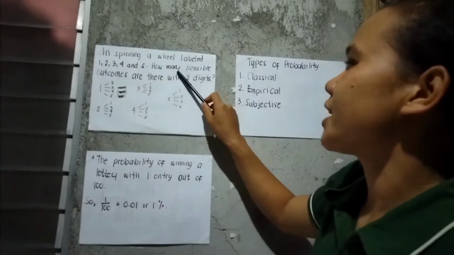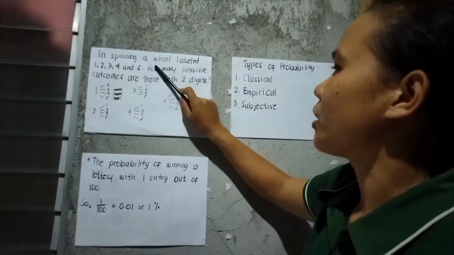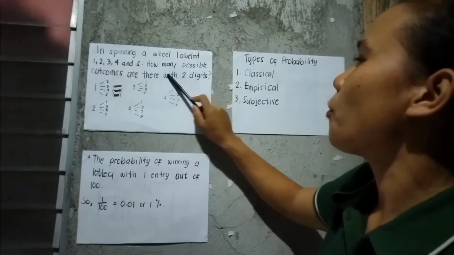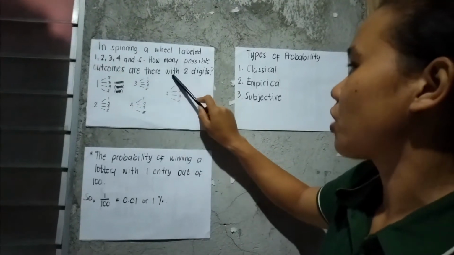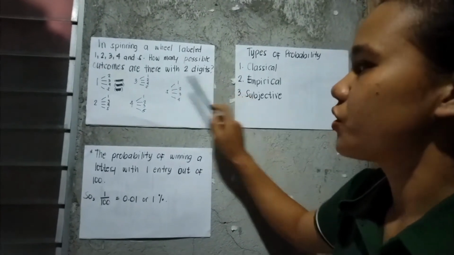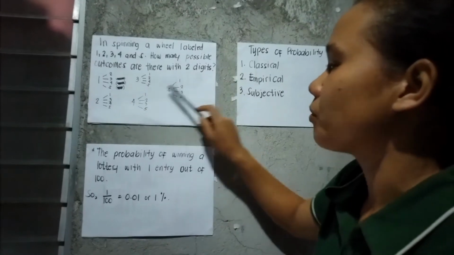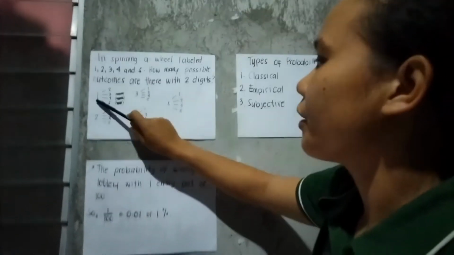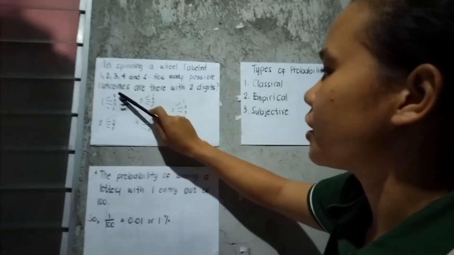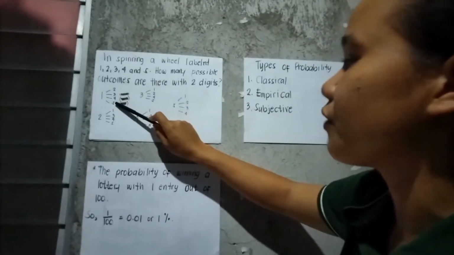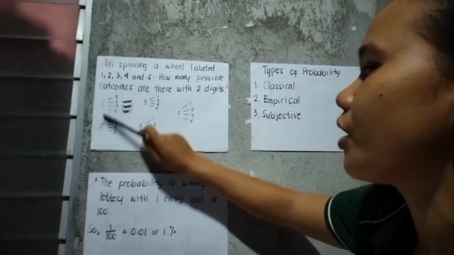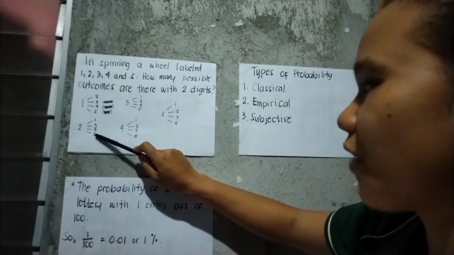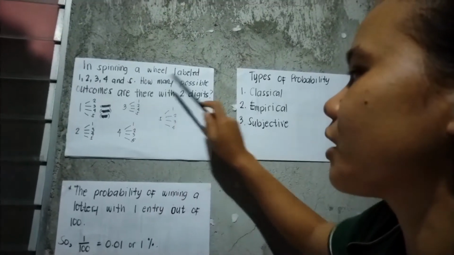So here is the example. In spinning a wheel labeled 1, 2, 3, 4, and 5, how many possible outcomes are there with 2 digits? So using the tree diagram, we've come up with this. For 1, there is 2, 3, 4, and 5. For 2, there is 1, 3, 4, and 5, and so on until 5.